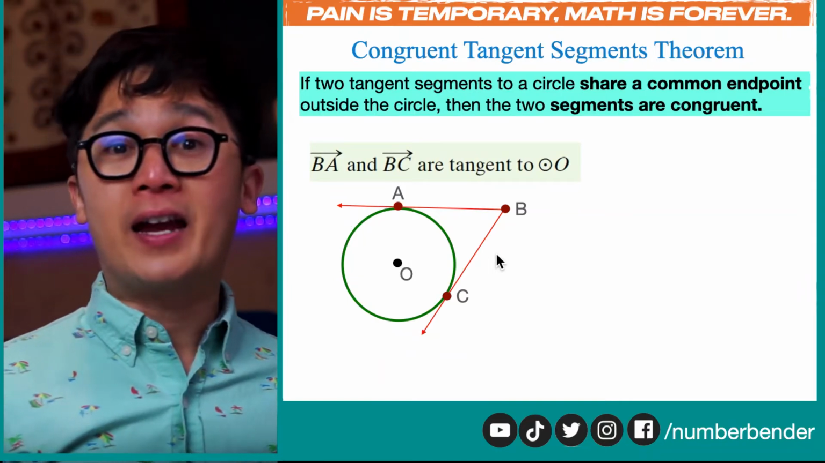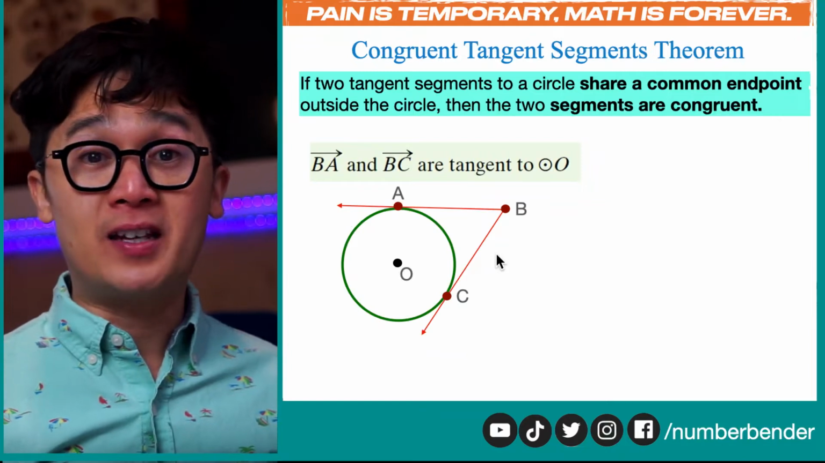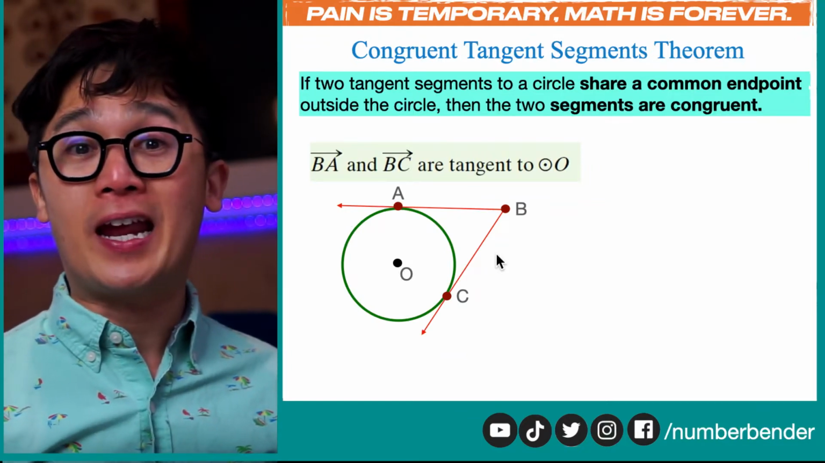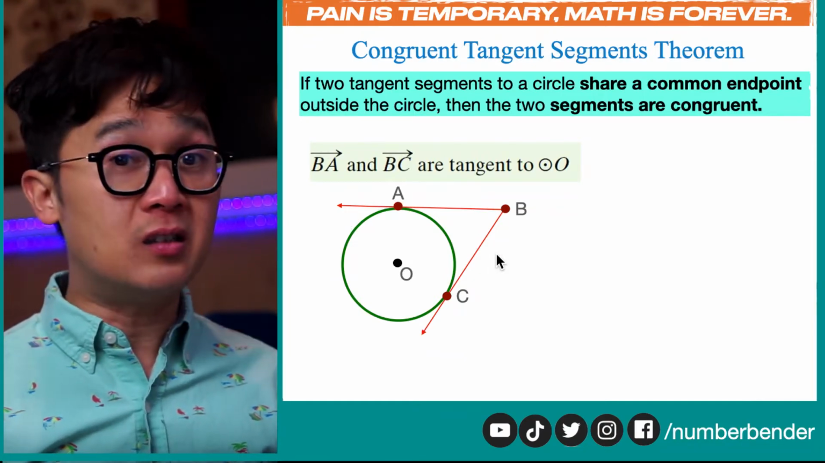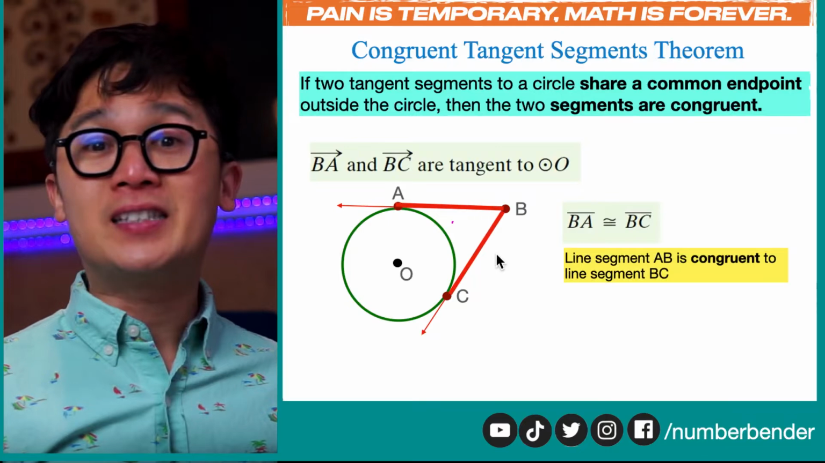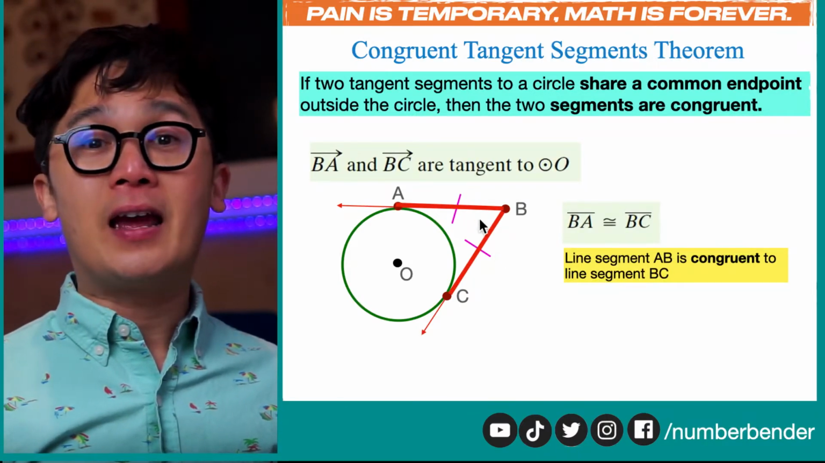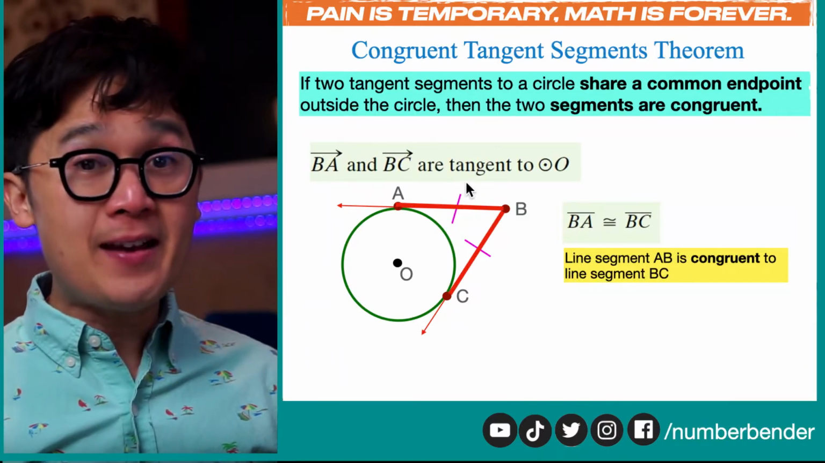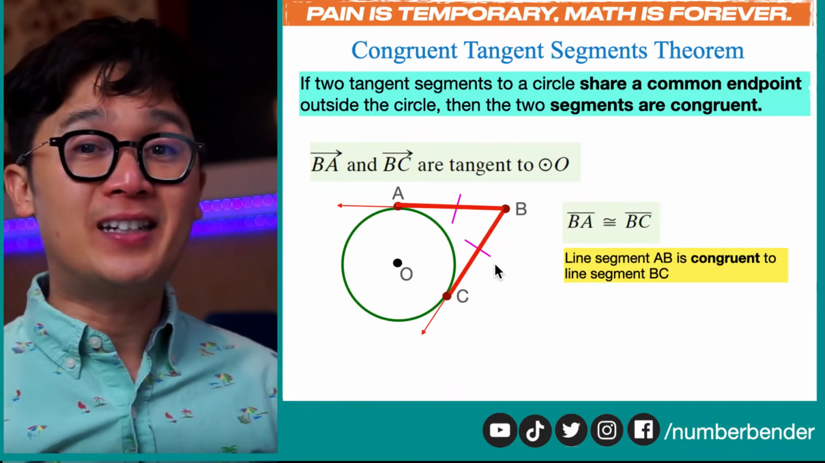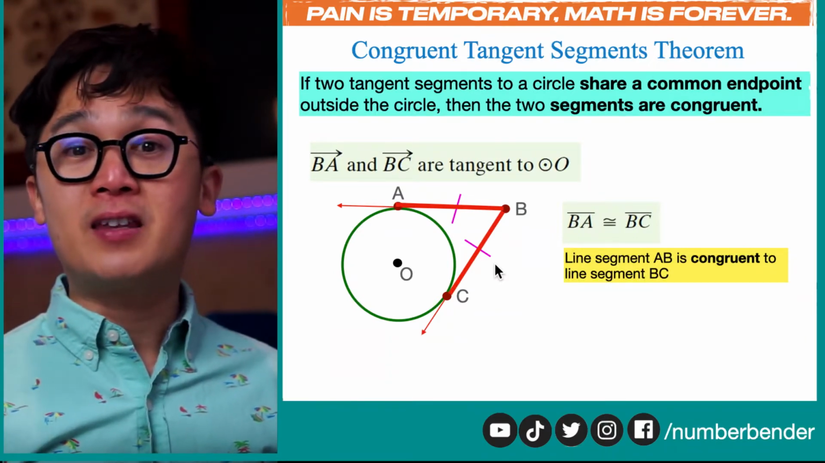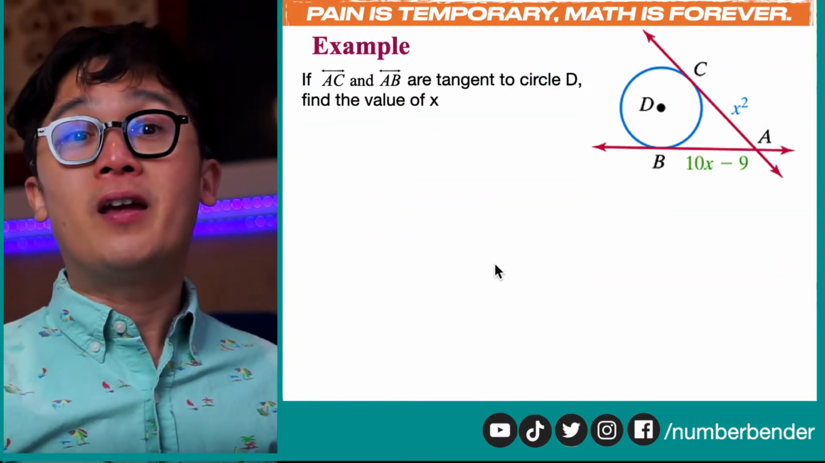So if we're going to write out the theorem in terms of this circle and tangent lines with ray AB and ray BC sharing the same point B in our circle O, we know that line segment AB is congruent to line segment BC, which means if line segment AB is equal to 10, line segment BC will also have 10 units as its measurement. So this is our second theorem, which we are going to be using so that we'll be able to solve problems similar to this one.